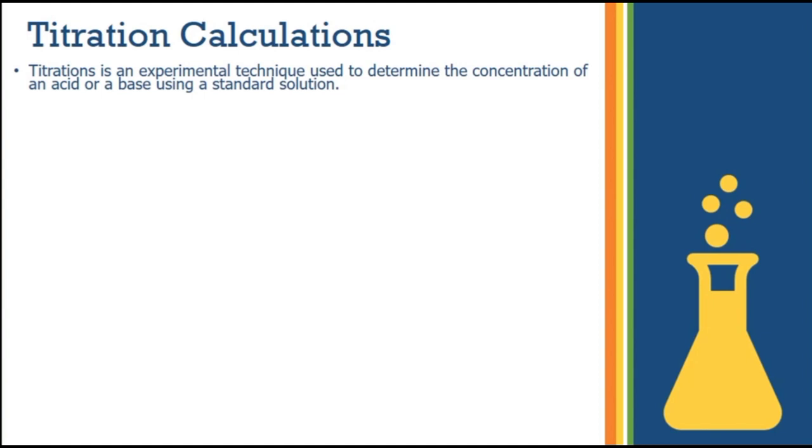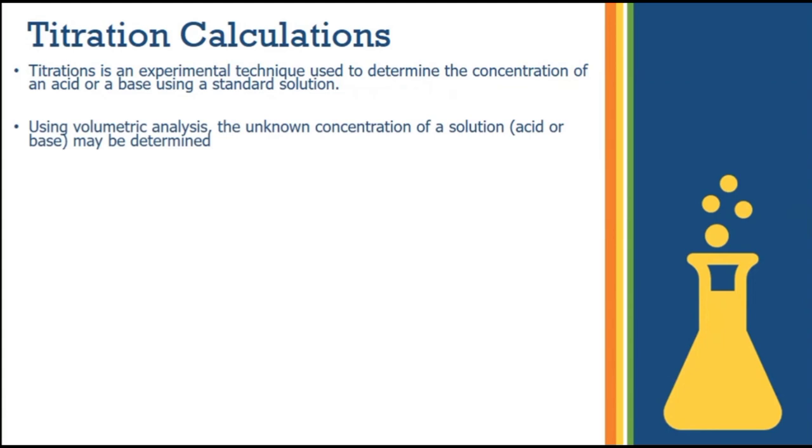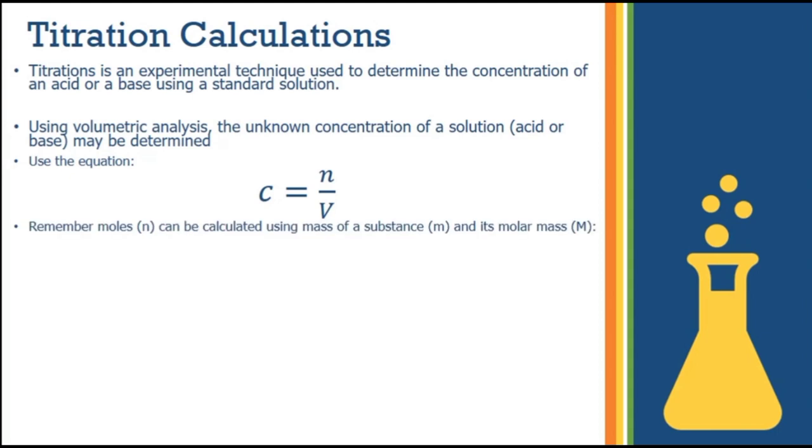Titration is an experimental technique used to determine the concentration of an acid or a base using a standard solution. Using volumetric analysis, the unknown concentration of a solution, whether it's an acid or a base, may be determined. And so we use the following equation. You remember in grade 10, you learned four equations in connection with calculating the number of moles. One of those equations was the concentration is equal to the number of moles divided by the volume. You remember that? Now we refashion this.